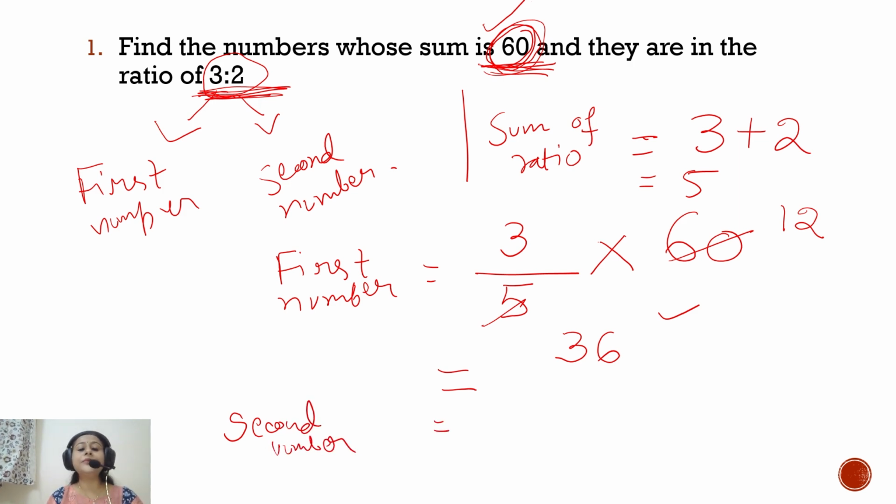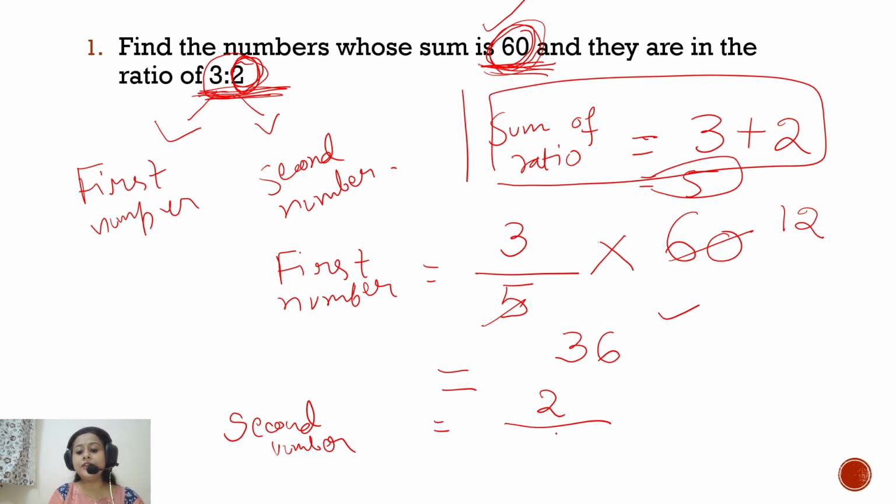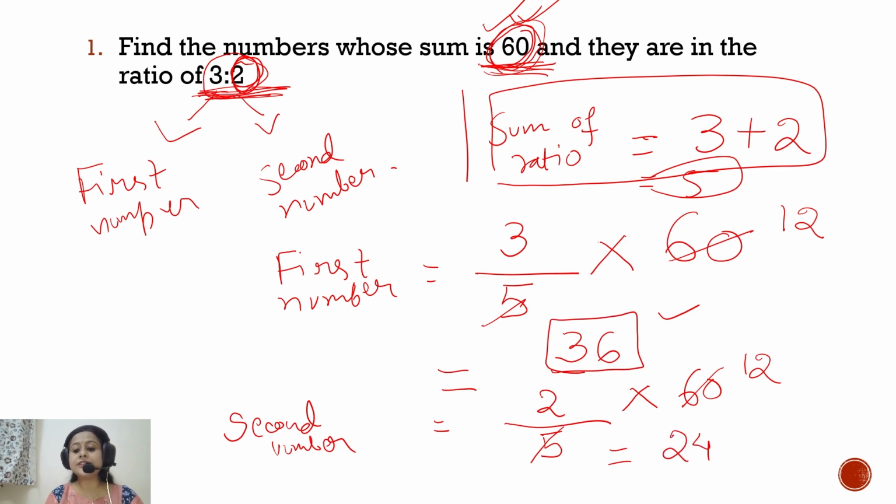So the second number, we have to consider the second term. So 2 by the sum of the ratio. The sum of the ratio is 5, into 60, which is the total sum of the two absolute numbers. And same, we will divide it. We'll divide 60 by 5, which is completely divisible, and 12 into 2 is 24. So my first number is 36 and the second number is 24.